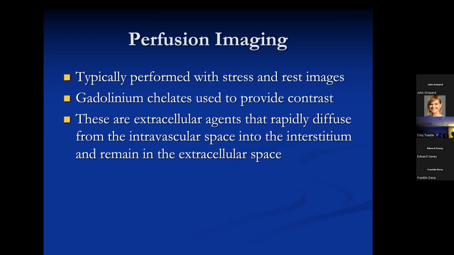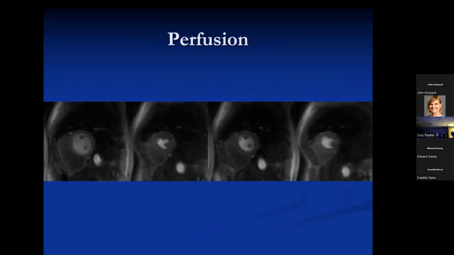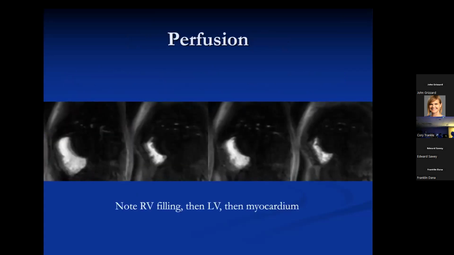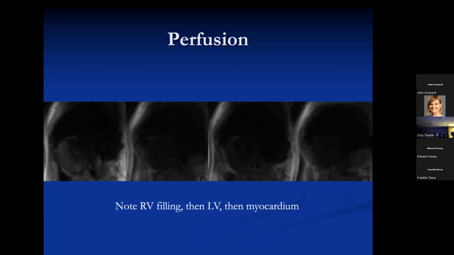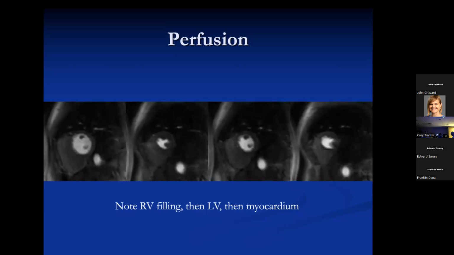We do these using gadolinium chelates to provide contrast, which diffuse rapidly from the intravascular space into the interstitium and then remain to some extent in the extracellular space. We'll typically get 3 to 4 short axis images. Here's what they look like. Notice first you have RV filling, then the LV, and then the myocardium. I'll just let that play for a minute.